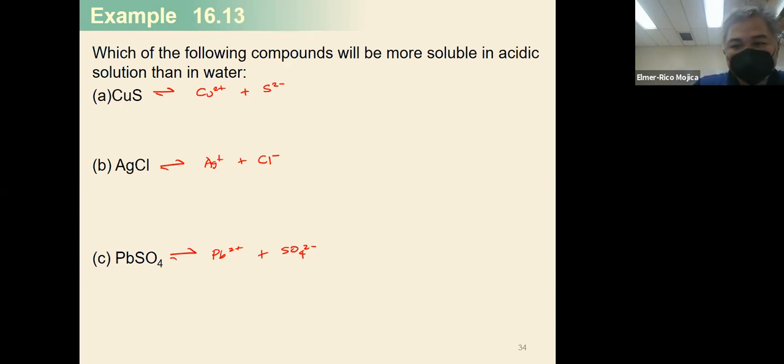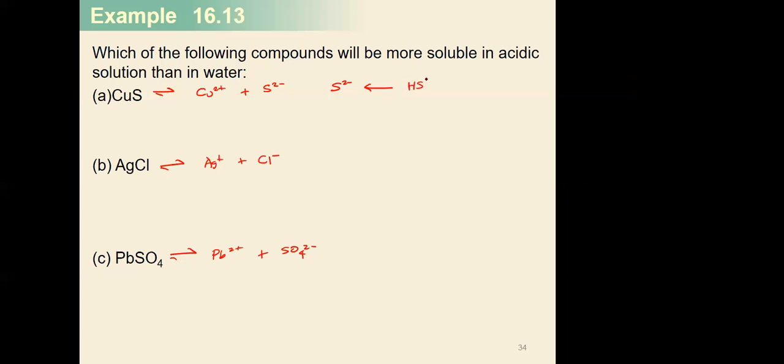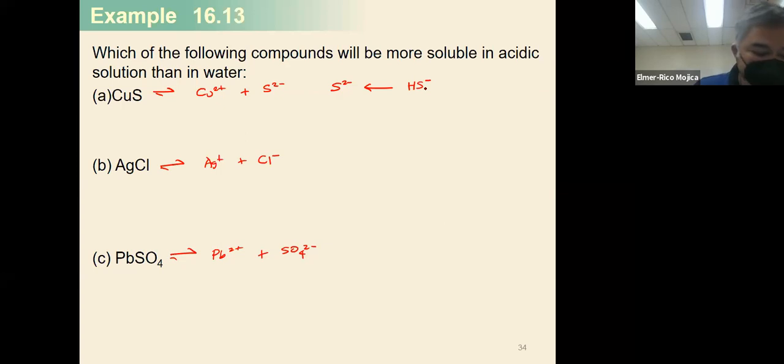Then what we're going to do is look at the ions that we have here and see if they are the conjugate base of an acid. So S2 minus, where do you think it came from? What's the source of S2 minus? Can I say it came from H2S, HS minus? Because HS minus would produce H plus and S2 minus.